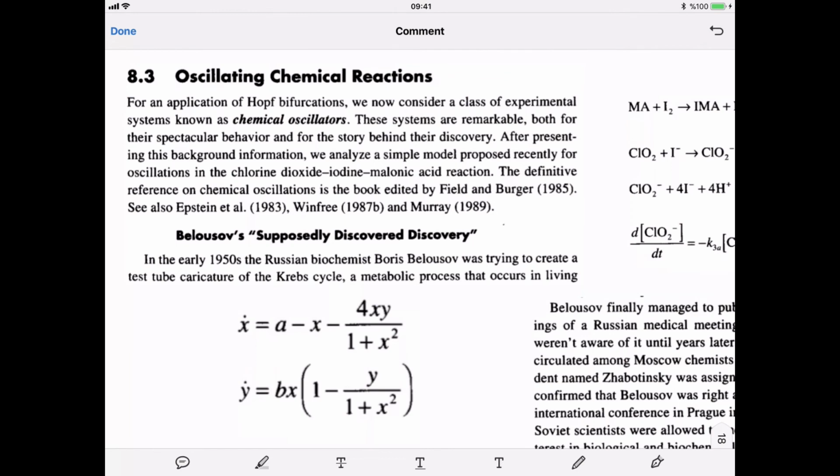Belousov's paper was rejected by one journal after another, and even one editor added a remark that Belousov's supposedly discovered discovery is something like this. So they didn't believe him. It's a typical sad Russian story. Yeah, it didn't happen once.